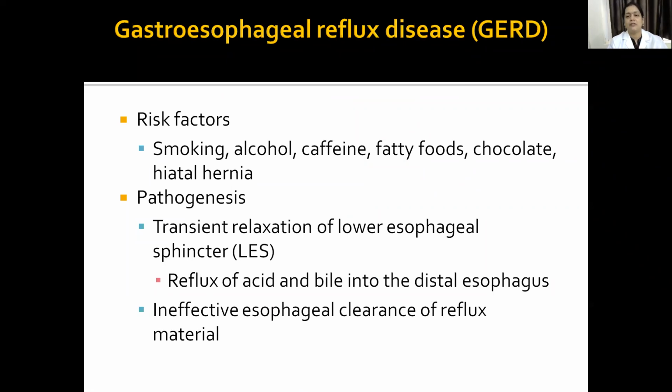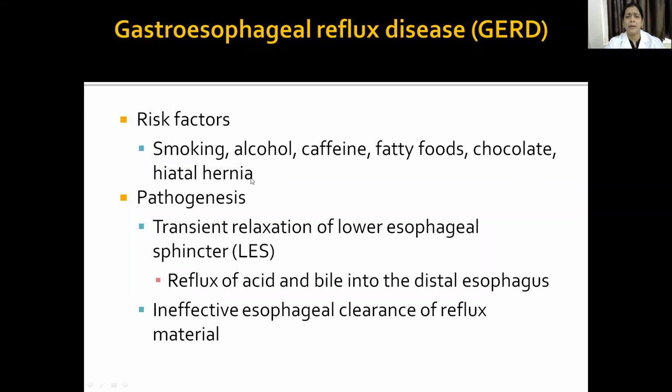So gastroesophageal reflux disease, as the name suggests, is the reflux of the acid and the contents of the stomach back into the esophagus. So what are the risk factors? Smoking, alcohol, caffeine, fatty foods, chocolate, and hiatal hernia.